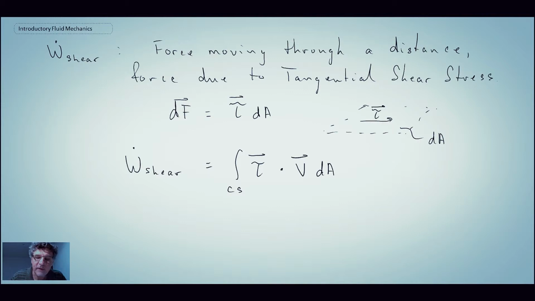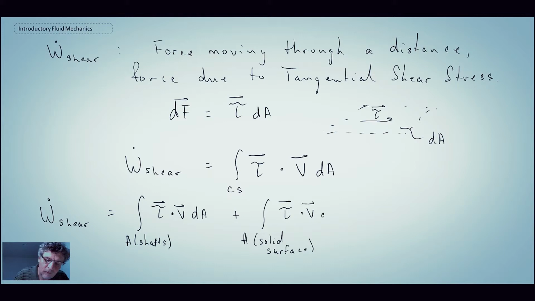And that enables us to write this as work in terms of joules per second, or power. So we have this. Now what we're going to do is expand this out, because there can be different types of viscous shear that occur on our control volume. Okay, so we can have shear due to shaft work.